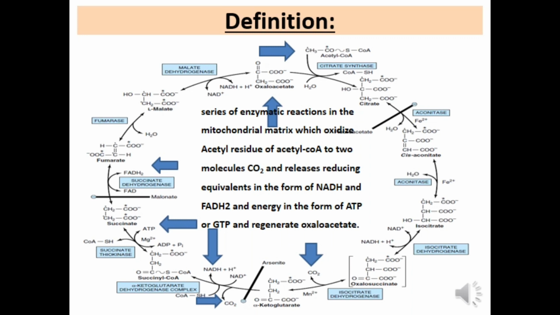When we talk about glycolysis, glycolysis is a pathway because it starts with glucose and ends by pyruvate, a different product. But this cycle starts with oxaloacetate, and the oxaloacetate is regenerated again in the last step.